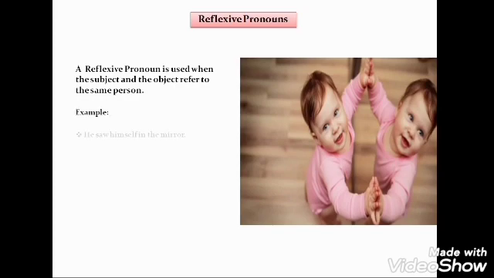For example, he saw himself in the mirror. So in this picture, you can see very clearly that the child is looking at himself in the mirror. Then, I hurt myself while playing. Gayatri laughed at herself. When you see these examples, himself is a reflexive pronoun. This word moves back to the subject he. And in the second sentence, myself is the reflexive pronoun. This word myself moves back to the subject I. And similarly, in the third sentence, Gayatri laughed at herself. The word herself reflects back to Gayatri.